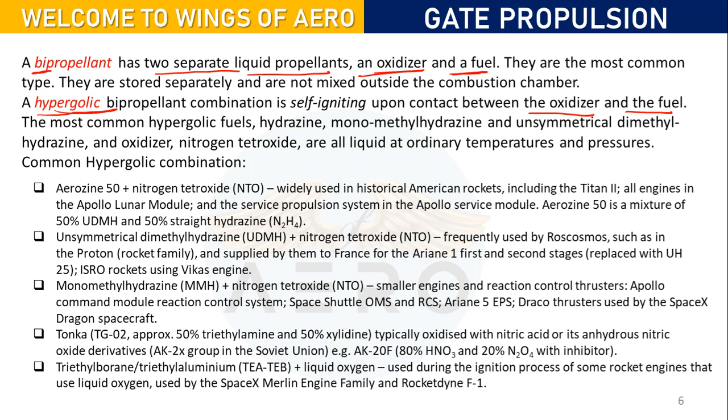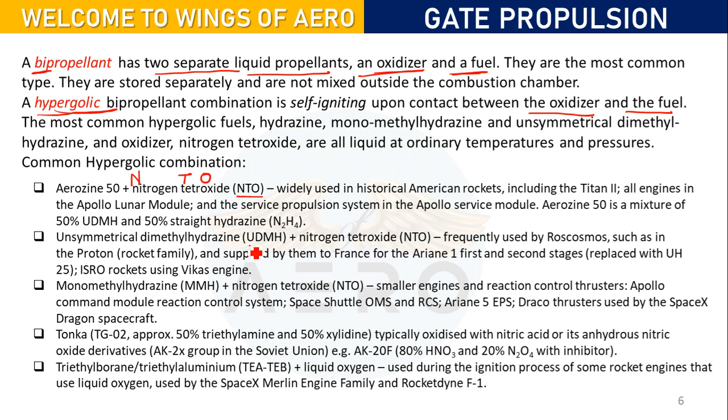The first combination is kerosene and nitrogen tetroxide. Nitrogen tetroxide can also be represented as NTO. N is nitrogen, T, and so on. Either you have to remember the short form, or actually you have to remember both.